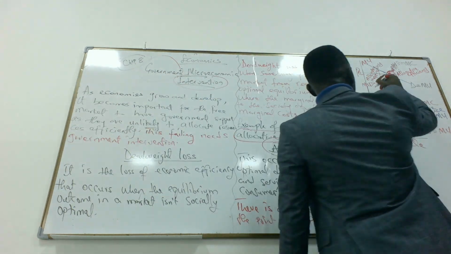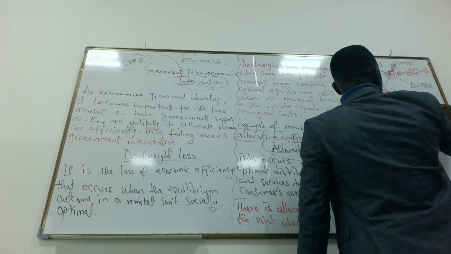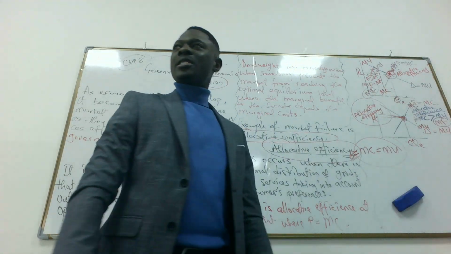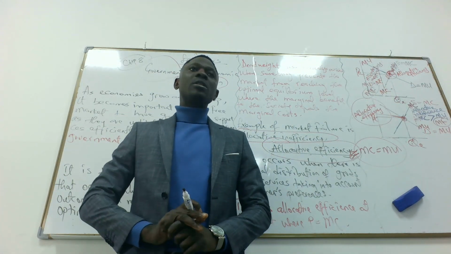So this is a market figure, this is a market figure, and this also is a market figure. Do you understand allocative efficiency now? Any question about it? No.